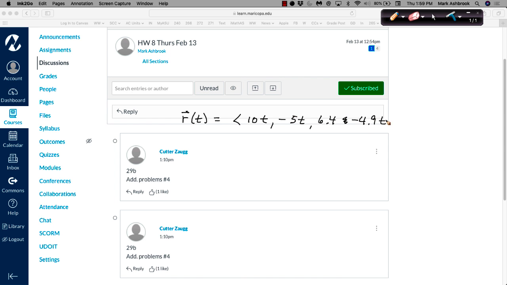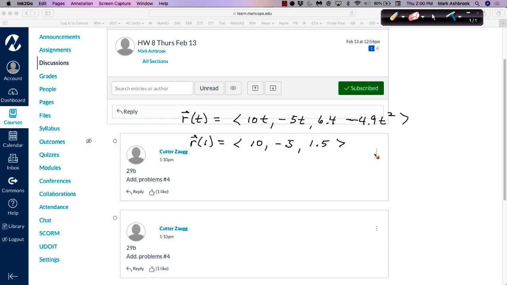So what is this function telling us? What does this function tell us? The position of this falling object at any time t, right? So I'm going to plug in. Say if I want to know what its position is at 1, what do I do? I get 10 minus 5. And is that 1.5? Yeah, I get 4.9, 6.4. I think that's 1.5, right?